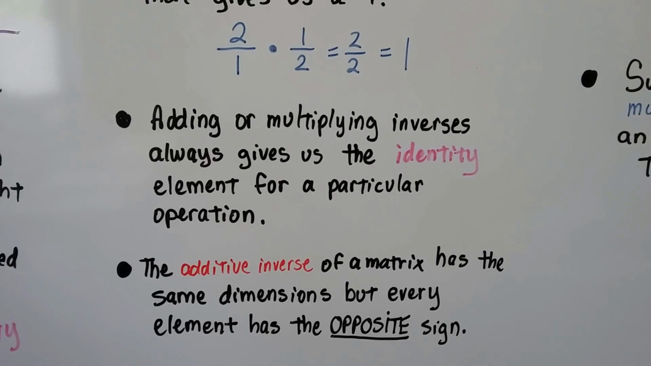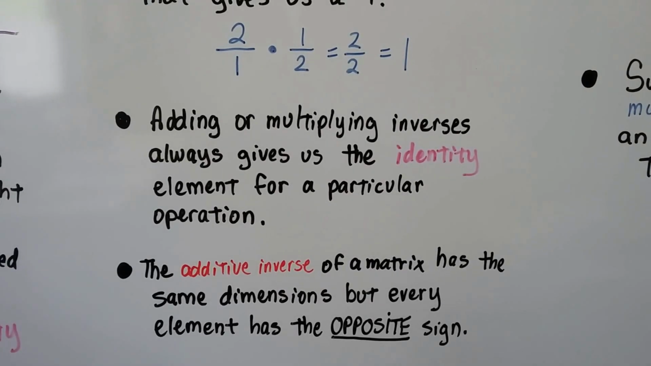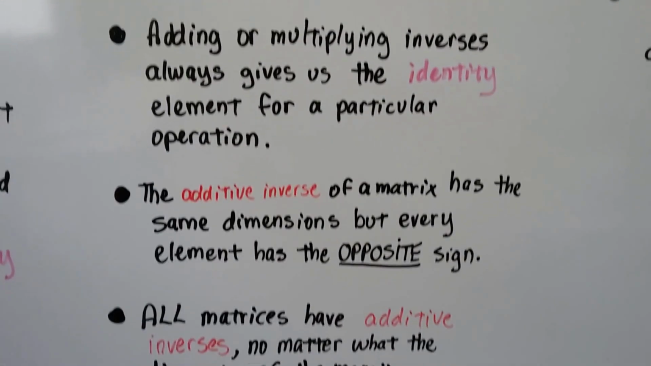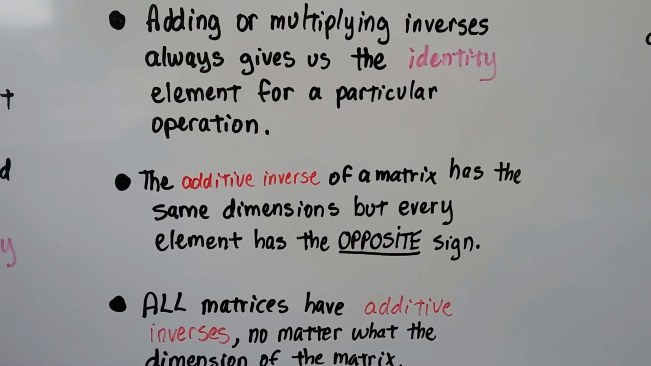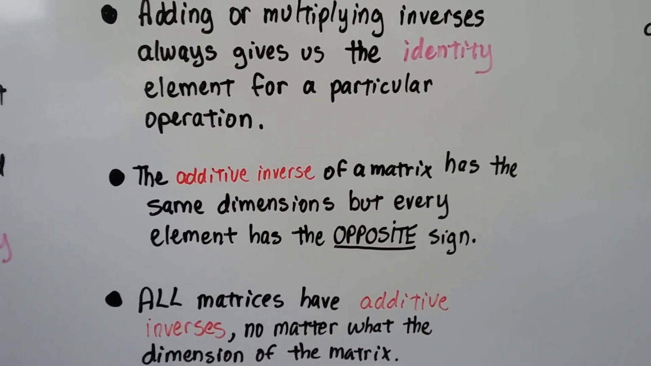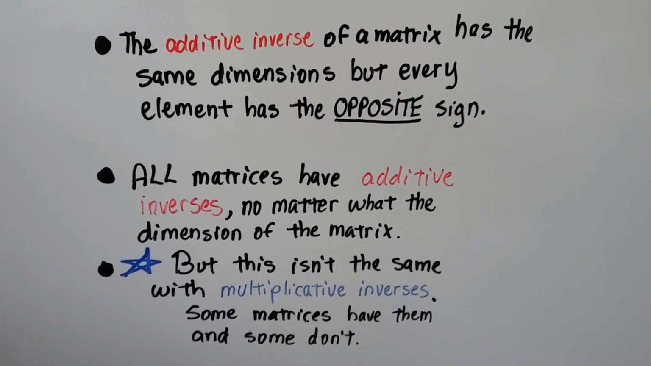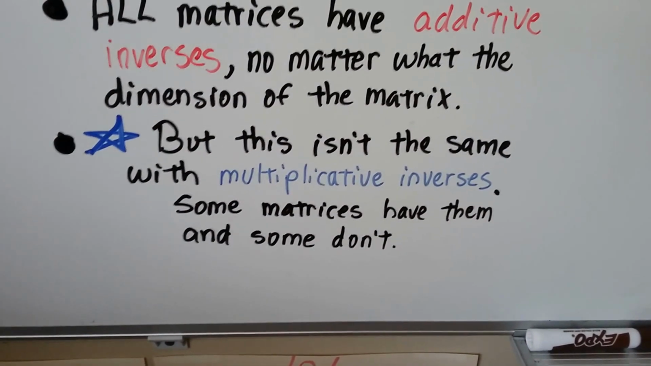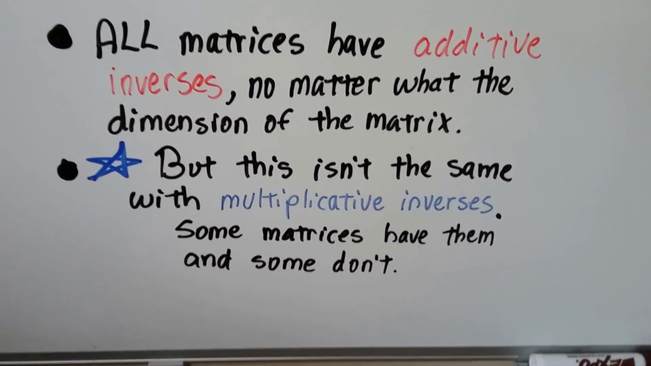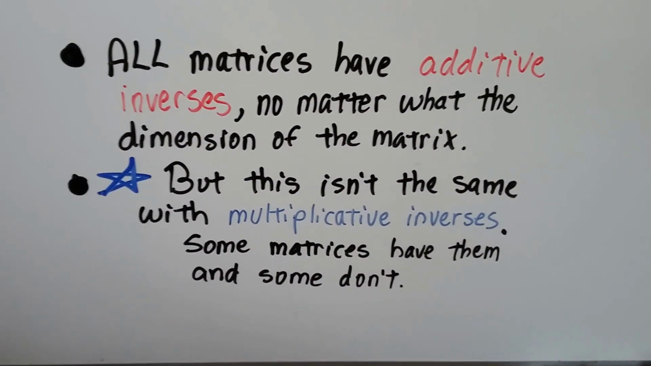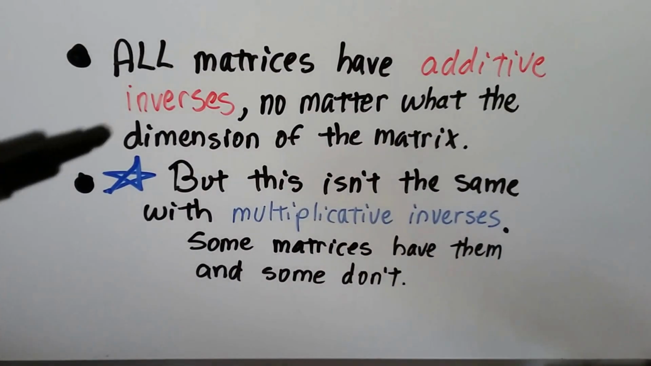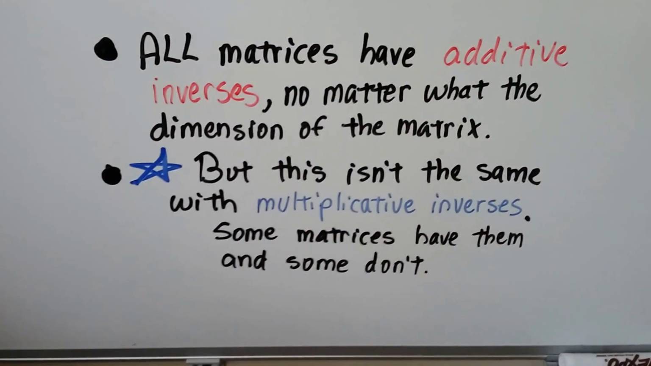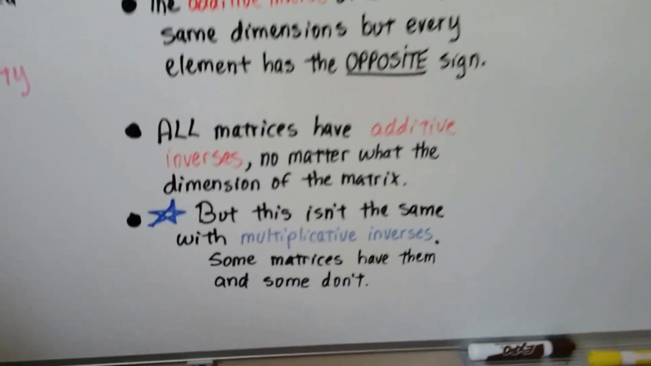The additive inverse of a matrix has the same dimensions, but every element has the opposite sign. Now that's the additive inverse. And all matrices have additive inverses no matter what the dimension of the matrix. But this isn't the same with multiplicative inverses. Some matrices don't have them. Some do. So it's not the same. All matrices have additive inverses, but only some of them have a multiplicative inverse, okay?